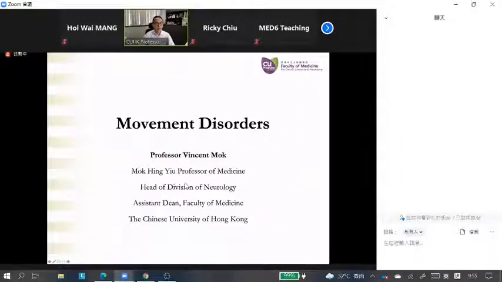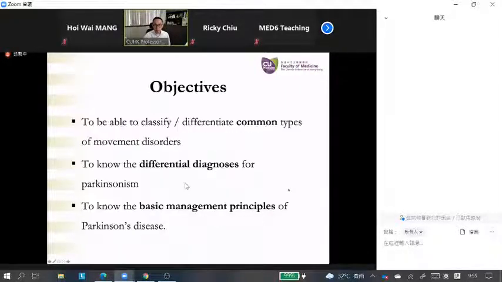Okay, so let's start. After headache, in the coming hour, I will talk about movement disorders. The objective is to be able to classify and differentiate common types of movement disorder. I will focus more on the DDX of Parkinsonism. And last, I will focus on the management principles of Parkinson's disease. Parkinson's disease is the commonest type of movement disorder.